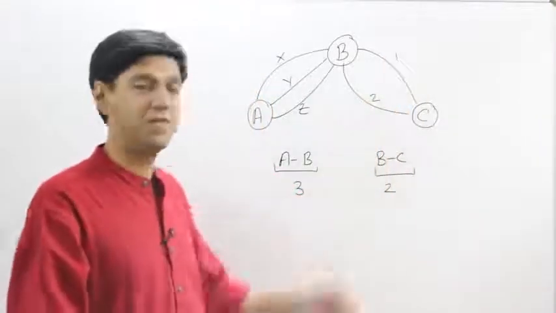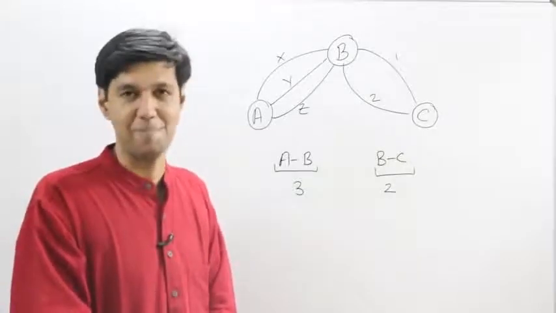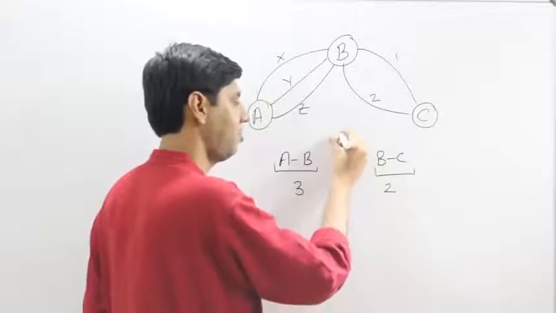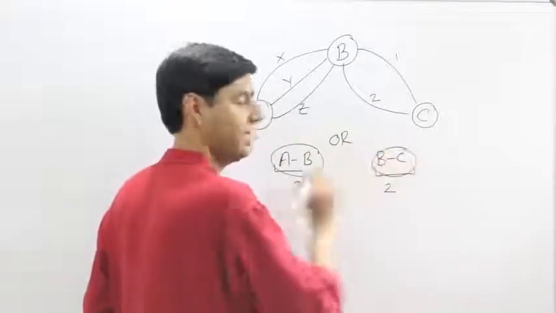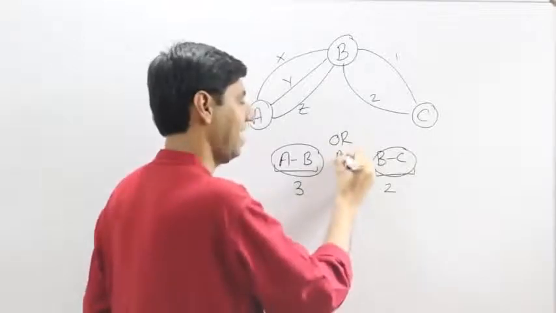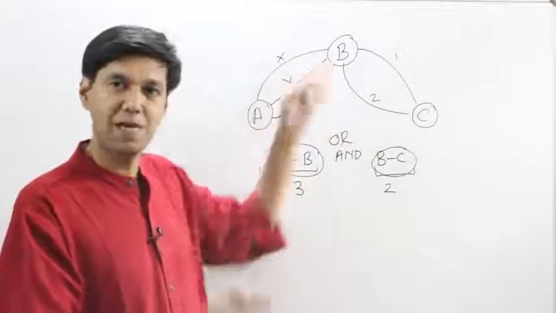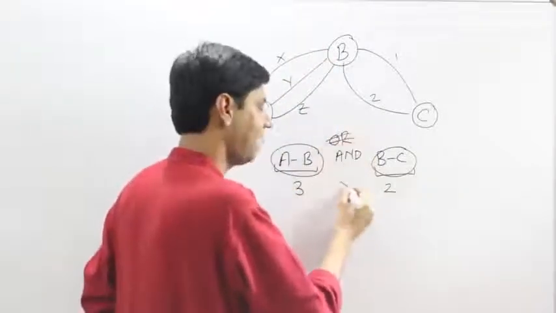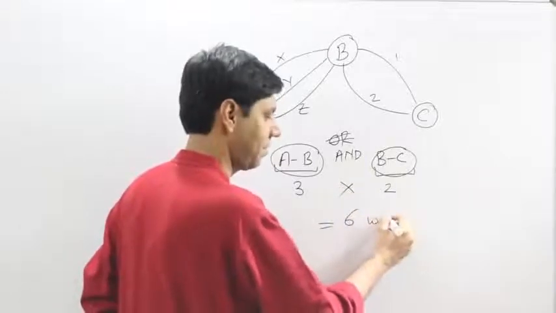Now what do I do with this 3 and 2? Do I have to add or do I have to multiply? You have to think, what is the conjunction between this? Is it going to be an or? Do I travel A to B or B to C? Or do I travel A to B and B to C? Since I have to reach from A to C, I cannot go from A to B and stop. I would have to do an and. Since it's an and, I would multiply, and I would be getting 3 2s are 6 ways.